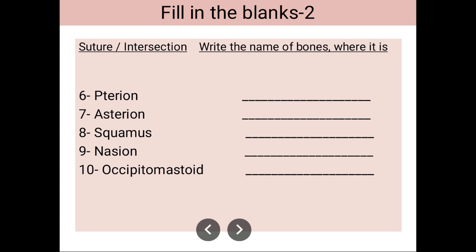We've got here the nasion, that is the intersection present between the frontal and the nasal bones. We've got here the occipitomastoid suture that is present between the occipital and the mastoid part of the temporal bone.